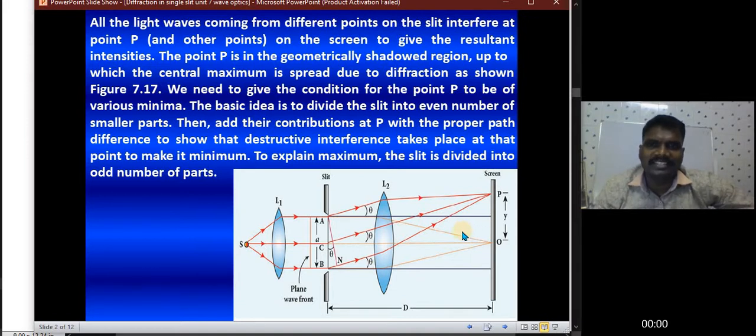So minimum means destructive interference. Maximum means constructive interference, otherwise called bright fringes formed on the screen. To explain maximum, the slit is divided into an odd number of parts. So destructive interference is formed in the even number of parts, and at the same time constructive interference, that means bright fringes, is formed in the odd number of parts.